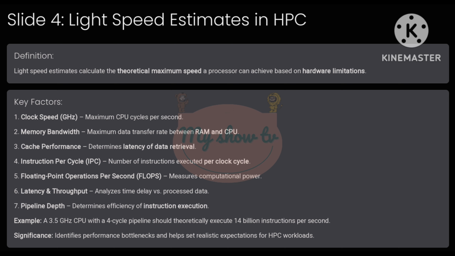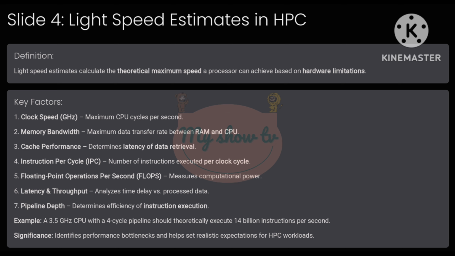Cache performance: lower cache latency results in faster data retrieval. 4. Instructions per cycle, IPC. Modern CPUs execute multiple instructions per cycle, increasing efficiency. 5. Floating point operations per second, FLOPS. FLOPS measures how fast a processor can handle complex mathematical calculations.